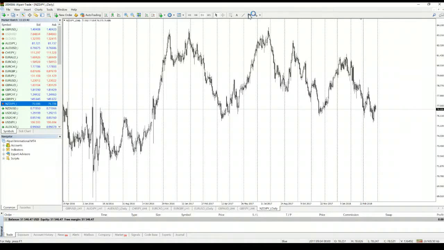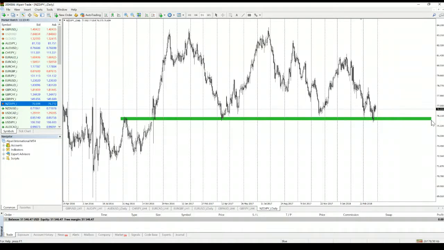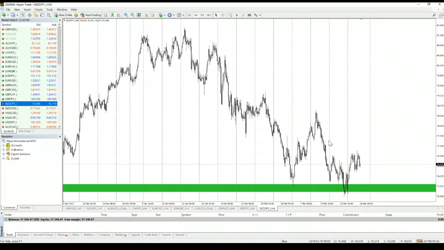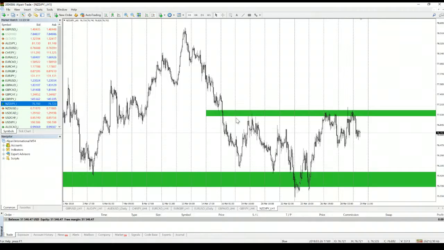New Zealand dollar to Japanese yen. Horizontal support defended again. Potentially that is a very bullish sign. But a buy signal will be created once we break this resistance, and this resistance is the neckline of this inverse head and shoulder formation, so there is a double shoulder.